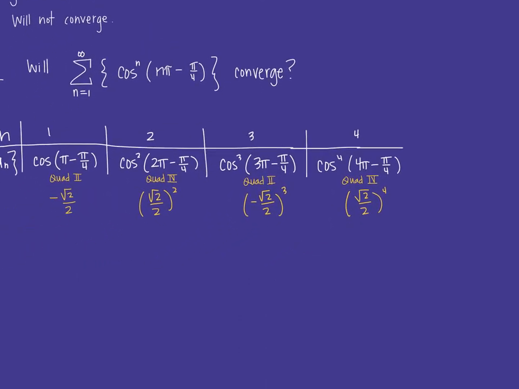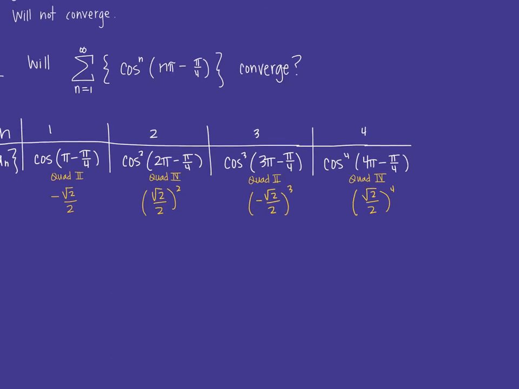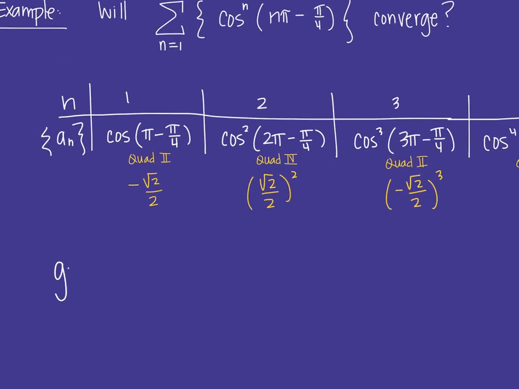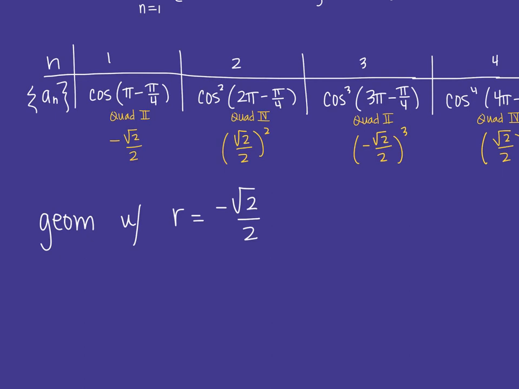Okay, so what is it getting multiplied by every single time? Okay, so this is indeed geometric. And its multiplier is negative rad 2 over 2. Now, does that fall within the range of what we need? Okay, that's between 1 and negative 1. Yay. Okay, so it means it's going to converge.